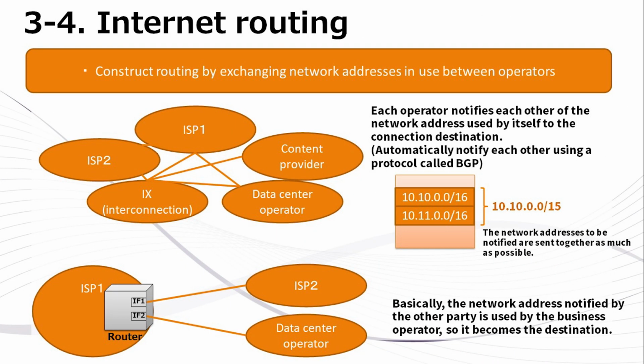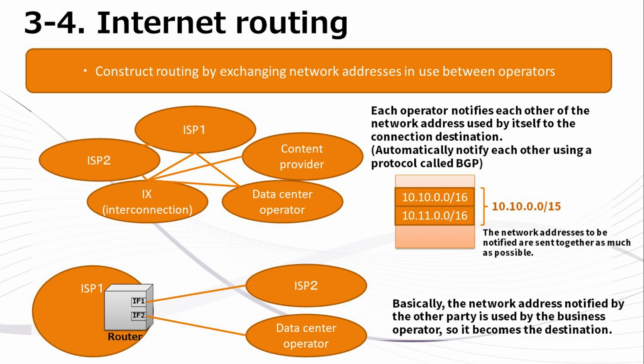Next, let's take a quick look at routing in the internet. The internet is actually a network of interconnected ISPs and business companies. Each operator builds routing by exchanging the network address used by itself with other operators. In other words, I'm using this address, so please send it to me. If you do not notify the other party, it will not be sent and cannot be used. Therefore, each business operator notifies the address they are using so that they can communicate.